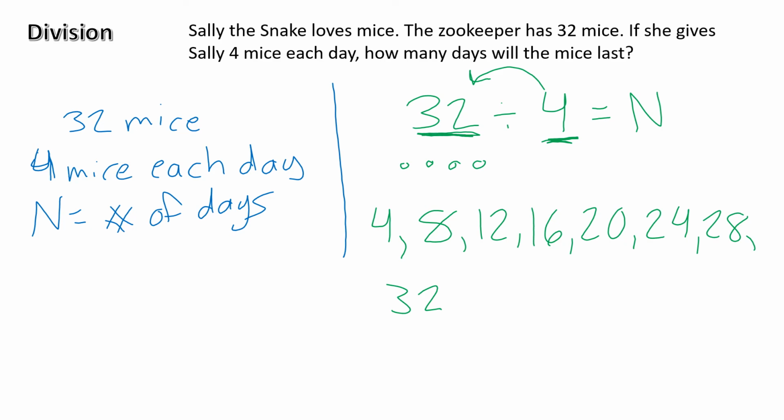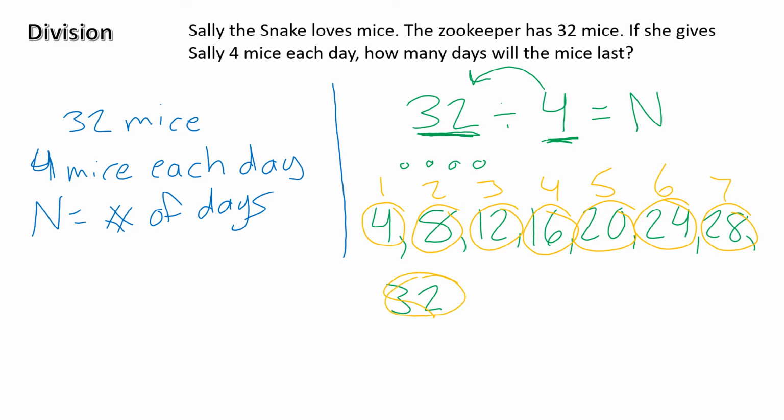So now what I need to do is figure out how many groups of 4 did I have. So I'm going to go through and circle them. So I have 1 group of 4, 2 groups, 3 groups, 4 groups, 5 groups, 6 groups, 7 groups, and 8 groups. So n equals 8 days. The mice will last 8 days.